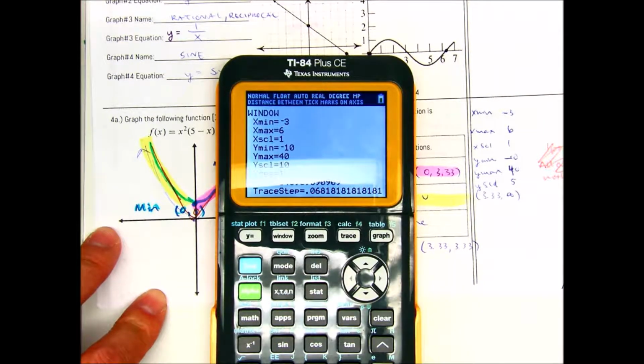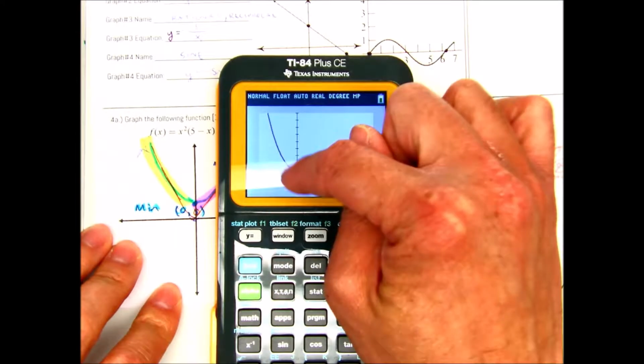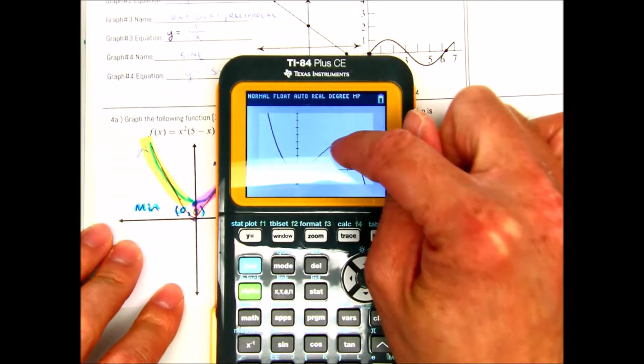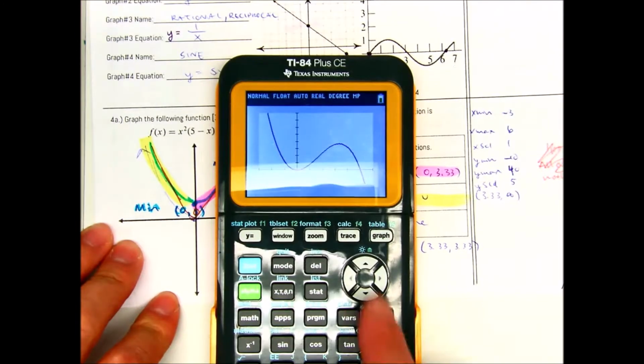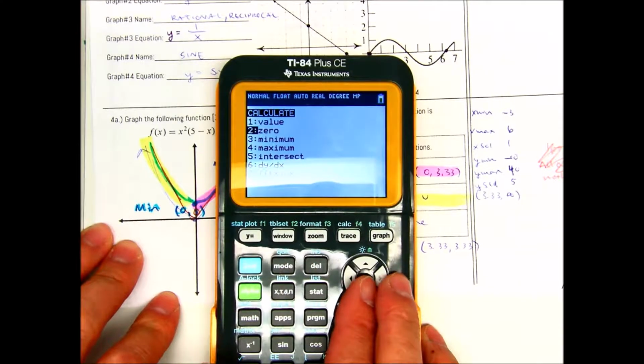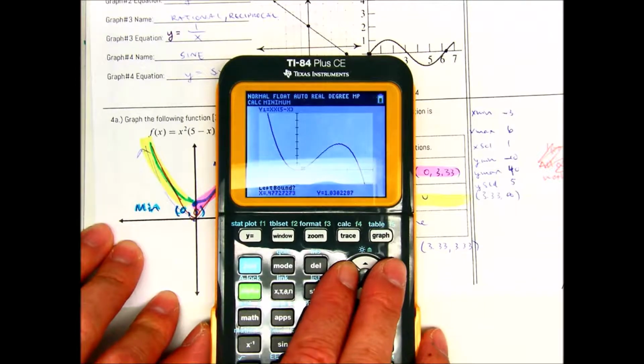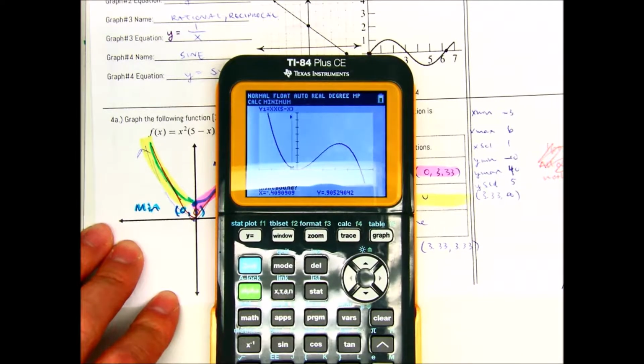And then here I have a local minimum and a local maximum. So if I want to calculate those points, let's see where it's going to end up. So second, calculate. Let's do the minimum. So I can go to the far left over here, to the right of it, and exactly.